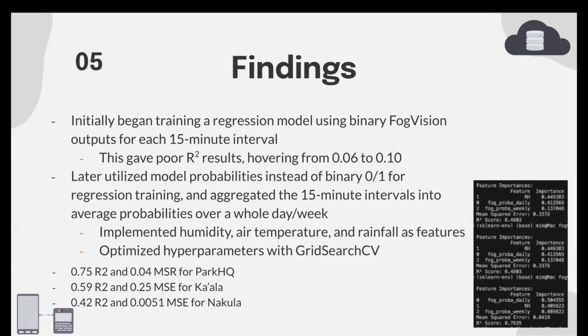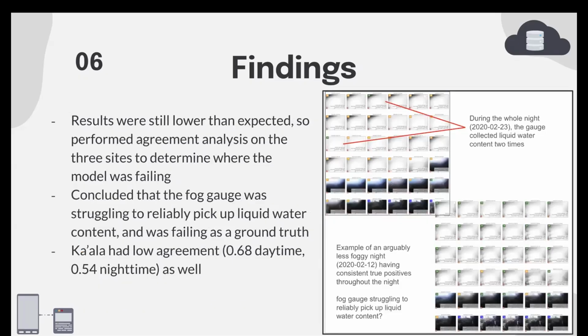So the results I got were 0.75 R2 for Park HQ, 0.59 for Ka'ala, and 0.42 for Nakula. So these results were lower than expected. So what I did was perform agreement analysis on the three sites to determine where the model was failing. And we can see on the right side, there is a timeline of the morning.